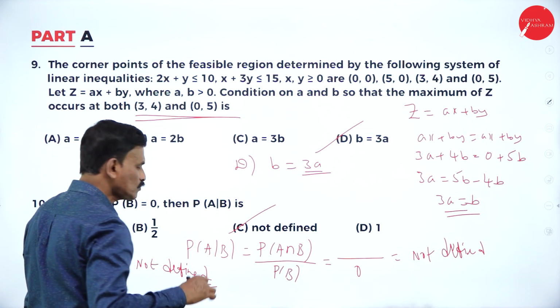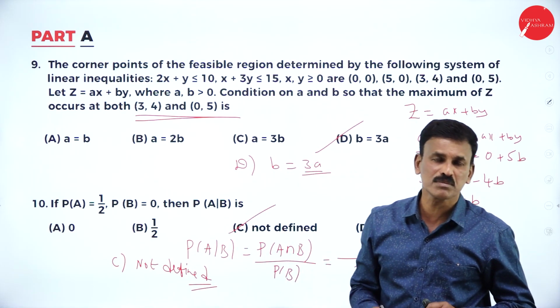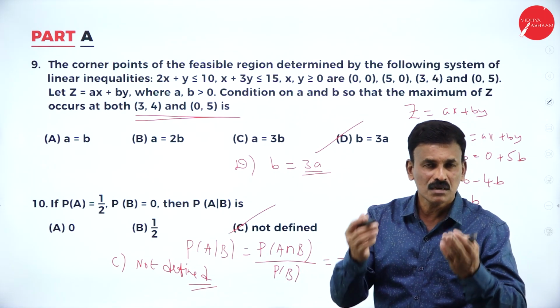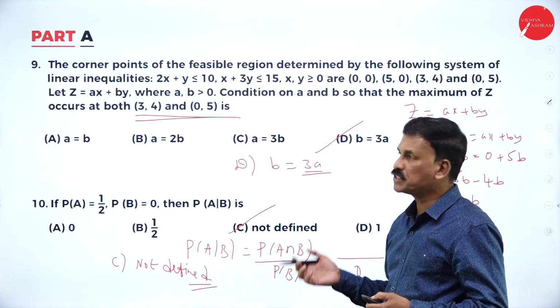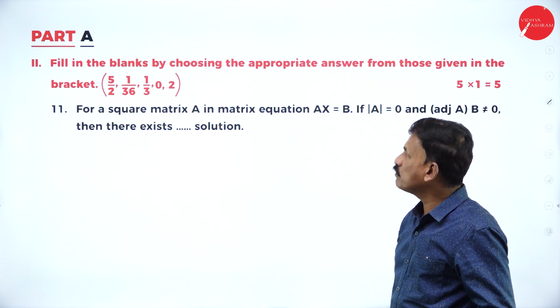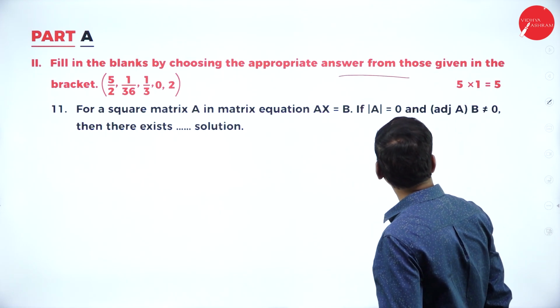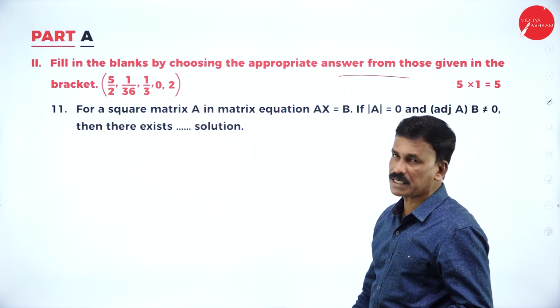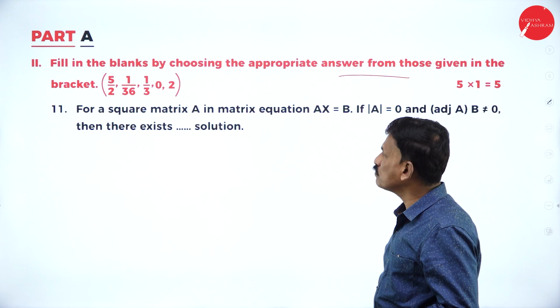That's it. So these are 10 objective questions, MCQ questions. These questions must be answered continuously on the first and second paper. Now move on to the second part of this part A. So fill in the blanks. Fill in the blanks by choosing the appropriate answers from those given in the brackets. So the answers given are 5 by 2, 1 by 36, 1 by 3, 0, 2.